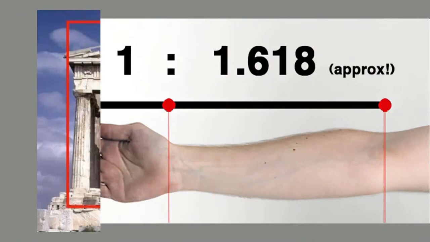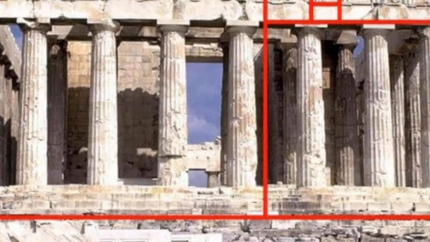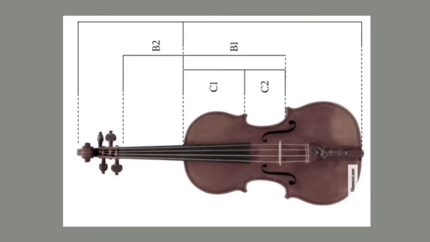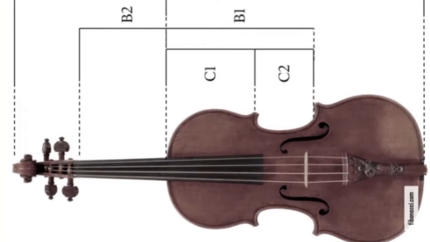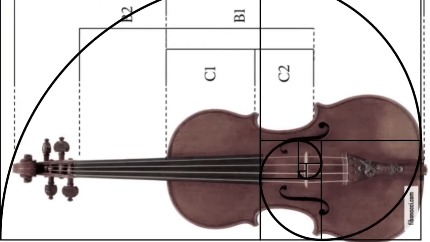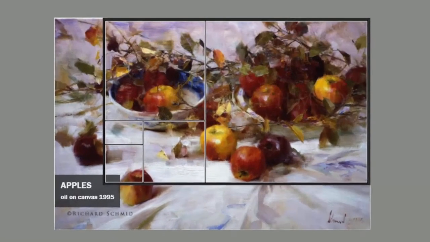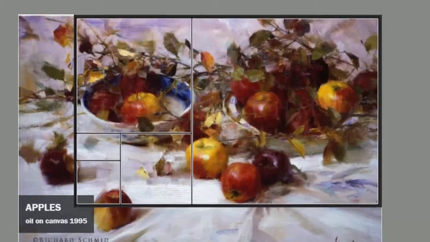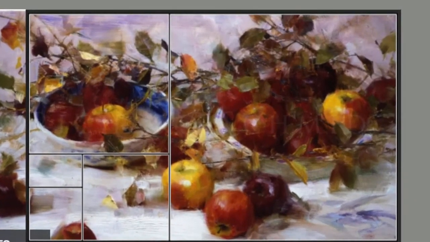And the Greeks used it to build the Parthenon, to proportion not only the actual images, but the spacing of the images that all produced the Parthenon. And did you know that Stradivari used the proportions of the golden ratio to design his famous and most wonderful violins?